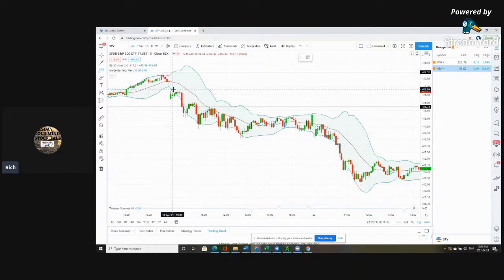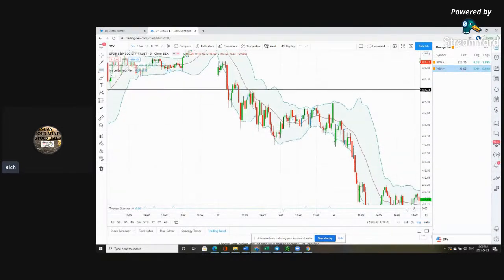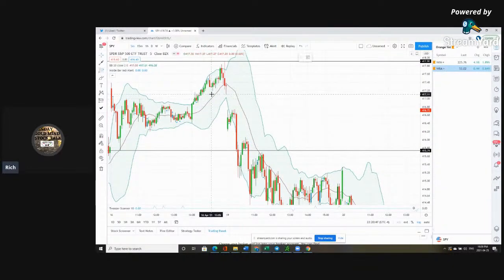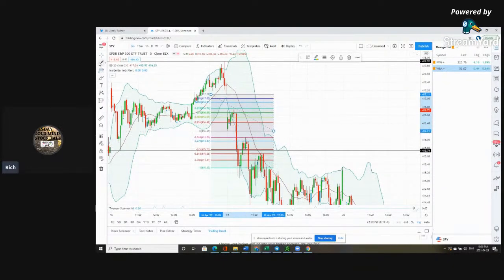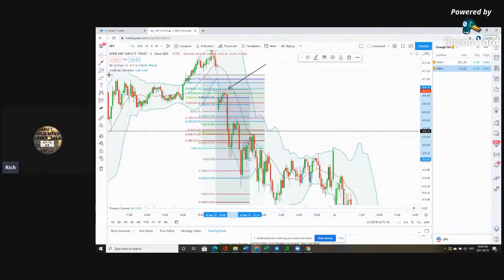So we had the fib. Do you guys see how this was all Fibonacci? Every single thing here was Fibonacci. Let me draw every single Fibonacci for you guys so you can see it. You can see the power. Every single thing here was Fibonacci. The first one was here, 618. The next one was here. This one was the 50 as well.